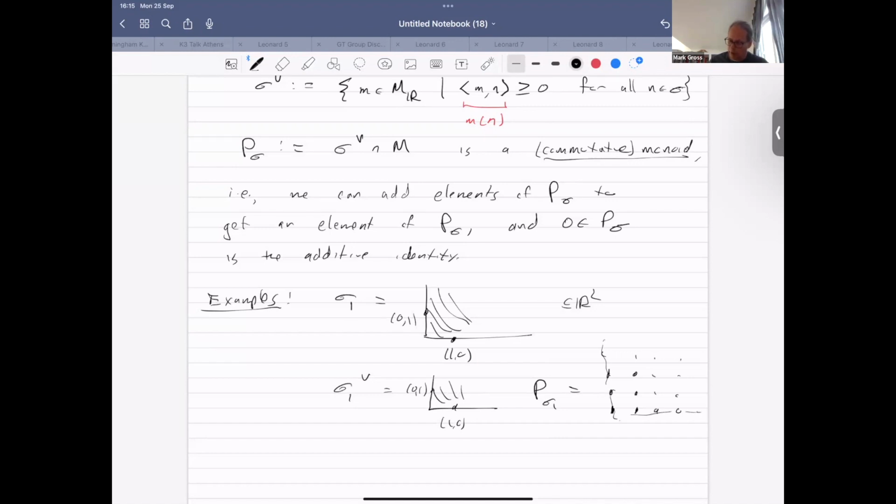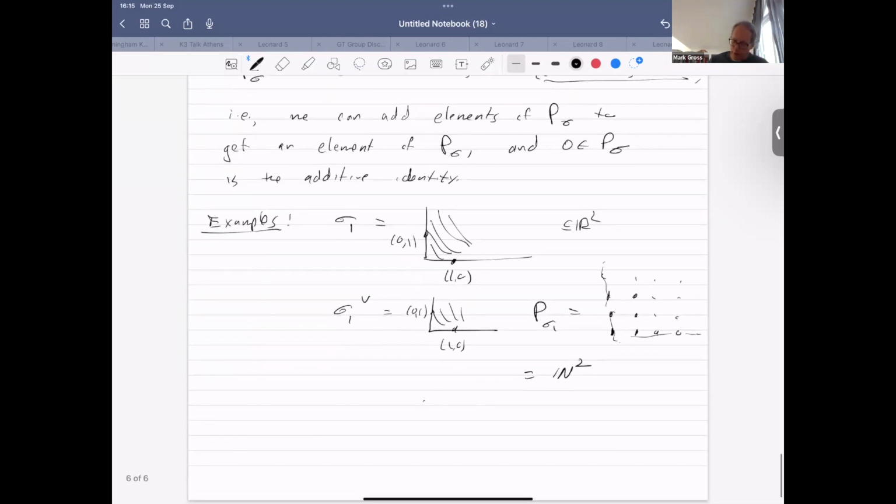Draw the outline there. And I can write this as the monoid N squared, where N is the monoid of natural numbers, including 0. So this is the simplest example of a monoid. It's just the set of non-negative integers. Okay, so that is one very simple example.